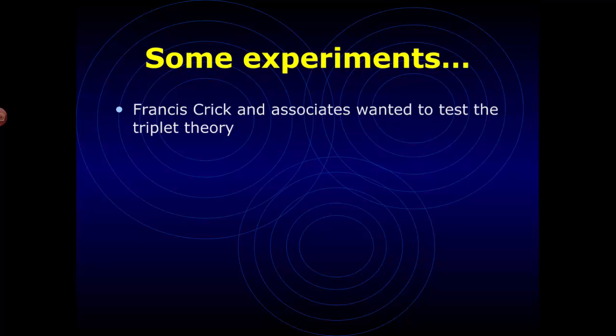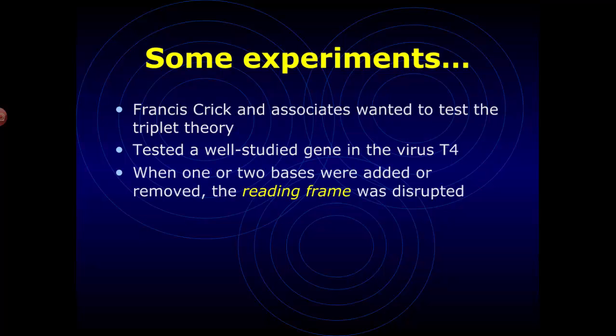So in order to do that, you need to know a sequence of bases that you can test. And so they used a virus gene. The virus is called a T4. It's a bacteriophage. It attacks bacteria. And one of the genes in that bacteriophage, that T4 virus, was well studied. They knew the sequence of it. It wasn't too long either. So they were going to take that and produce a protein from it.